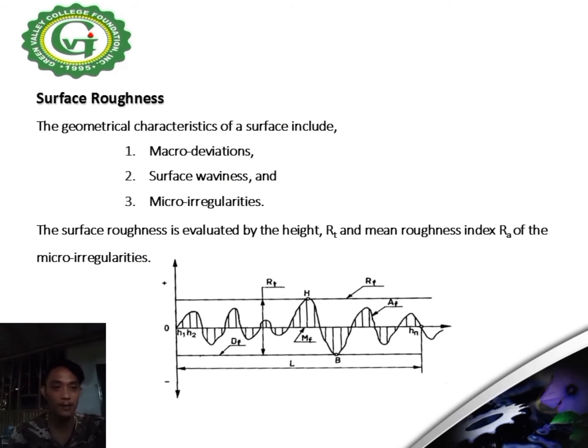Surface roughness. The geometrical characteristics of a surface include macro deviations, surface waviness, and micro irregularities. The surface roughness is evaluated by the height Rt and main roughness index Ra of the micro irregularities.